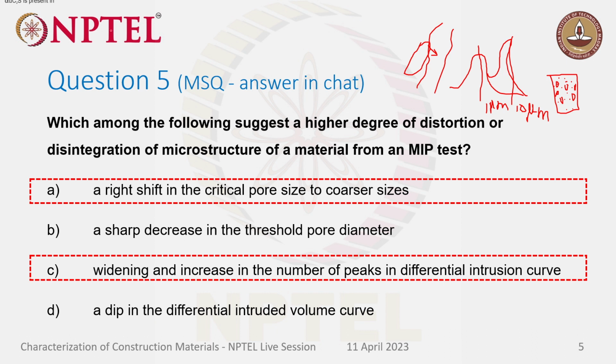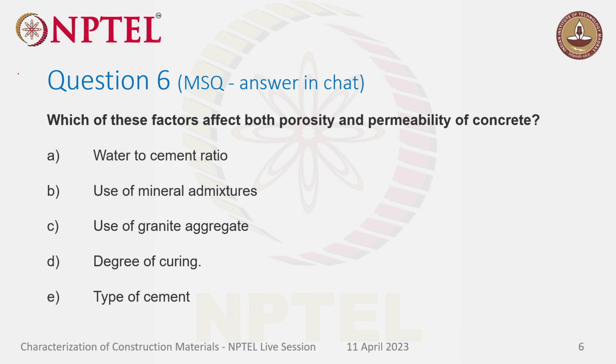Okay, so now let's move to the next question. Question 6. Which of these factors affect both porosity and permeability of concrete? It's a very, very simple question. If you understand cement chemistry better and if you have gone through all these lectures, we would have talked about these topics somewhere in between. Okay, let me start the timer for a minute. Please go through all the options. It has more than one right answer, so please be sure while giving your answers.